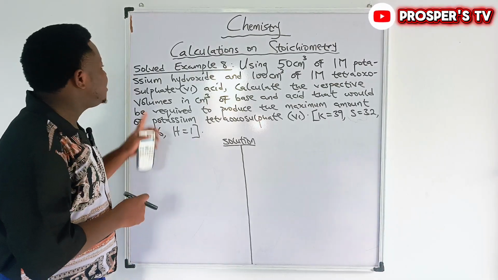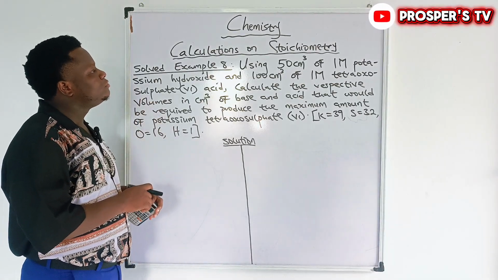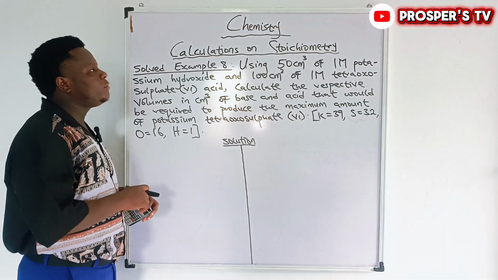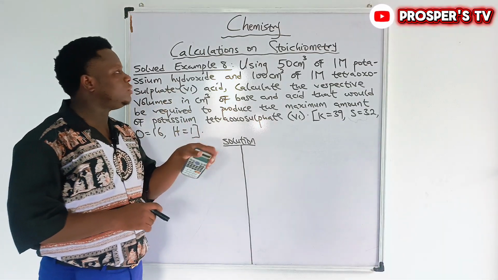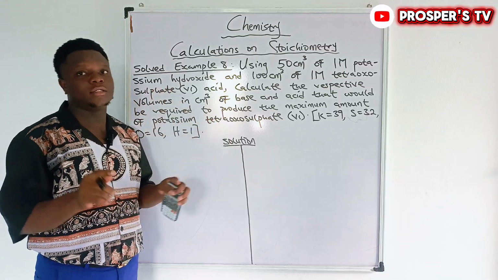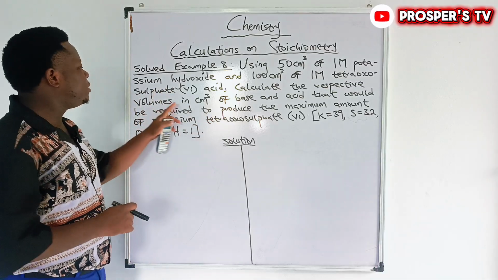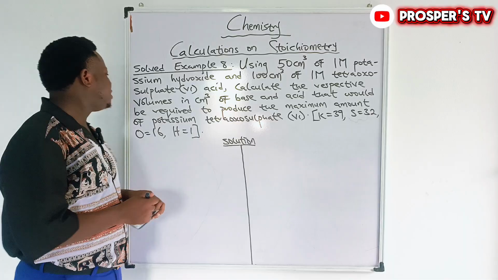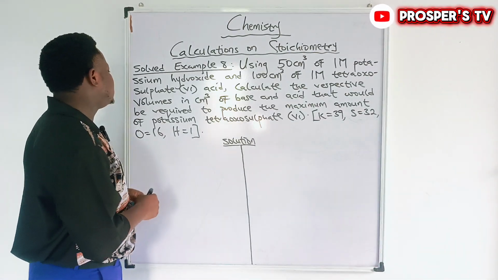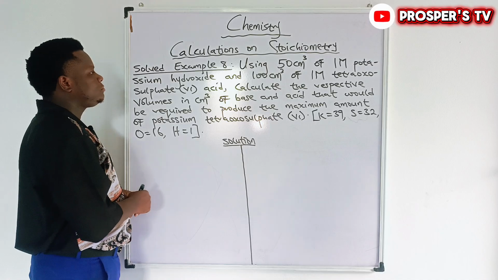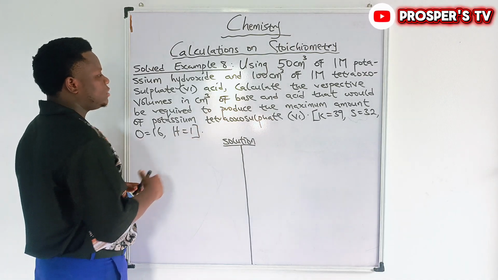Okay, now let's look at this 8th example. Using 50 centimeter cube of 1 molar solution of potassium hydroxide and 100 centimeter cube of 1 molar solution of tetraoxosulfate(VI) acid, calculate the respective volumes in cm cube of base and acid that would be required to produce the maximum amount of potassium tetraoxosulfate(VI).